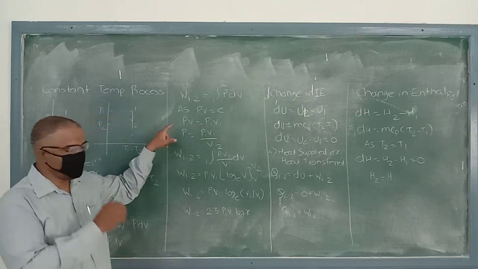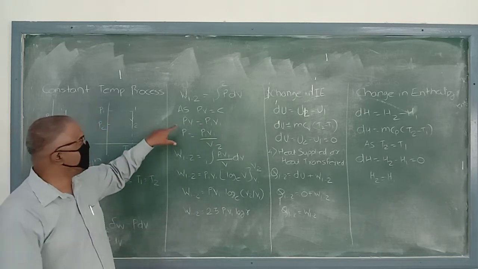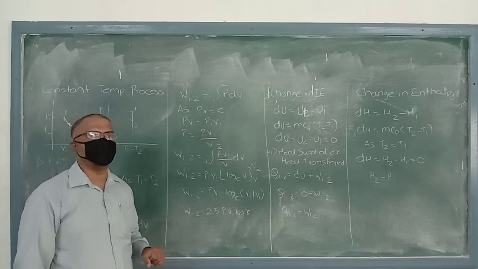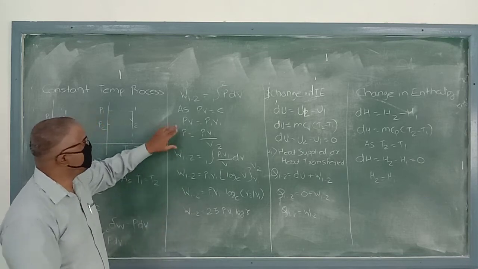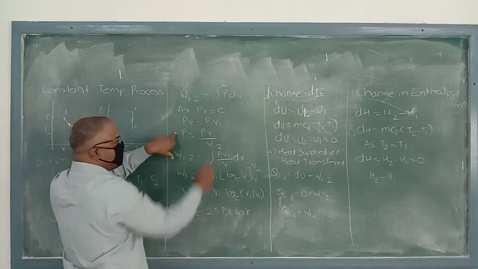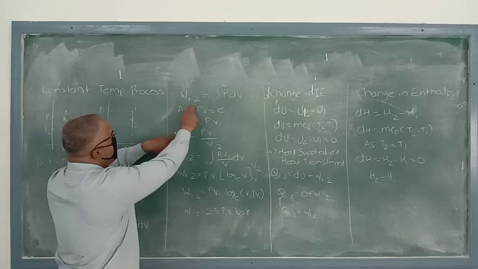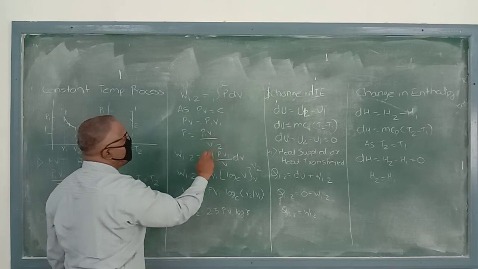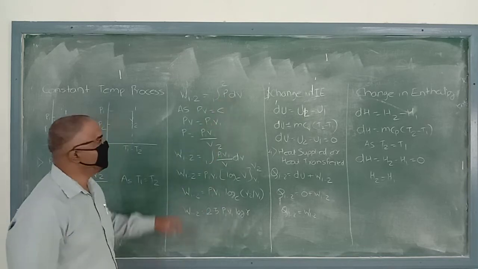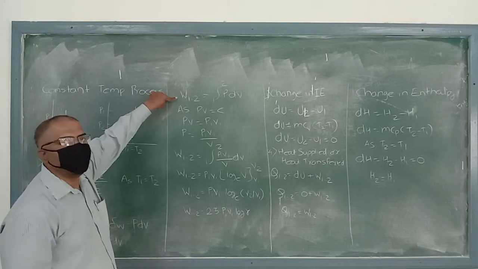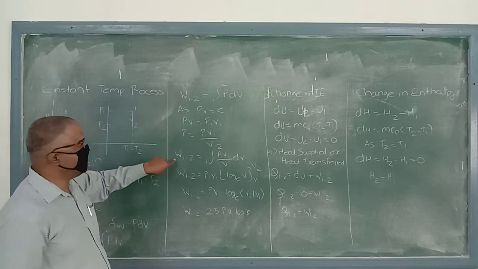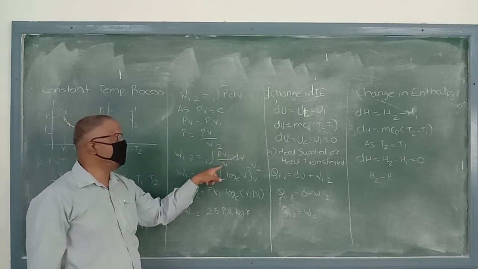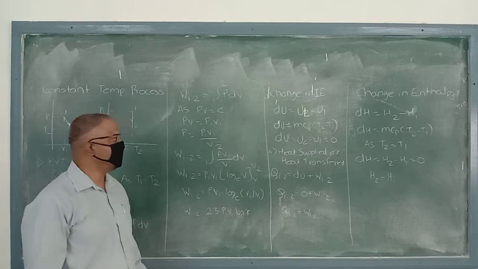So from this equation we can write P is equal to P1 V1 upon V. This P we are going to substitute in the above equation. So we get W1 to 2 is equal to the integration from 1 to 2 of P1 V1 upon V into dV. So we get the new equation W1 to 2 is equal to the integration from 1 to 2 of P1 V1 upon V into dV.